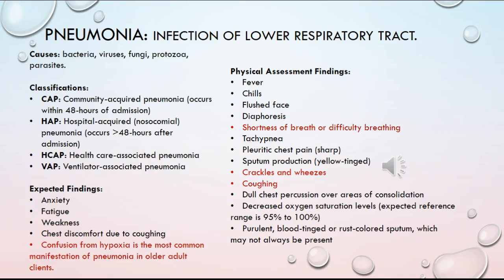There can also be decreased O2 sat levels, which you may see sometimes in our more sensitive populations, and also purulent, blood-tinged, or rust-colored sputum. It may or may not be present. Throughout this recording, when you look at the PowerPoint, I have some sound bites that you can listen to that help you learn what the different sounds are like when you're auscultating the lungs.